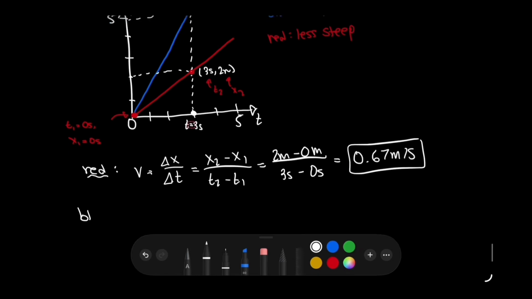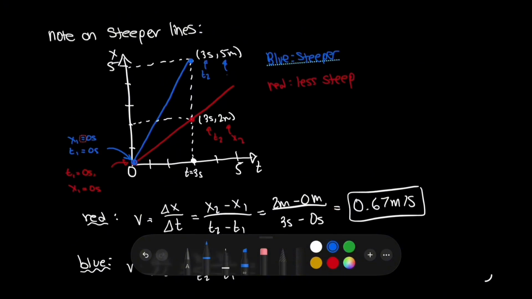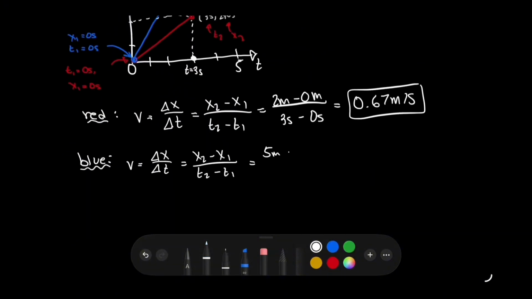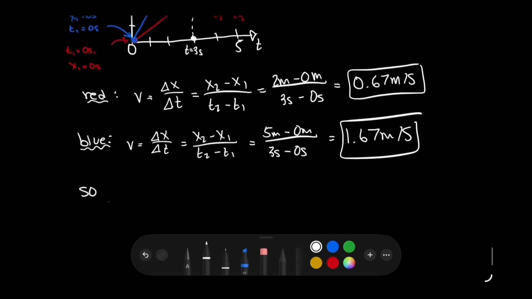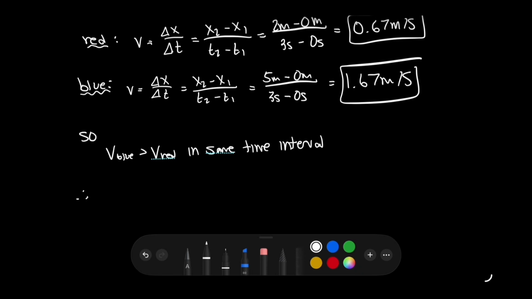But if we follow the same process for the blue graph here, they both start at the same position, but the blue graph actually gets to a farther position in the same amount of time. It gets to 5 meters. So if we plug this in and solve, we find that the velocity of the blue line is equal to 1.67 meters per second. So the velocity of the blue is greater than the velocity of the red in the same time interval. And the blue line is a steeper slope. So that means the greater the slope, the greater the velocity.